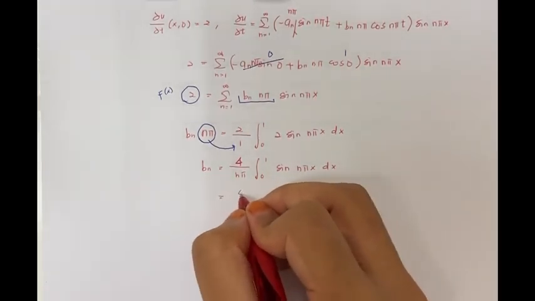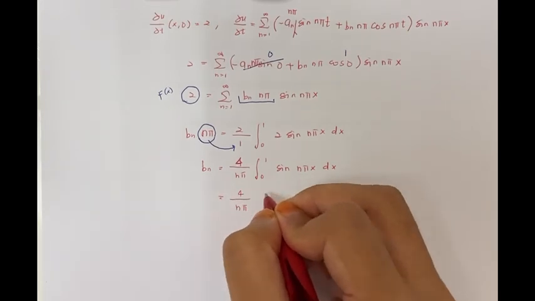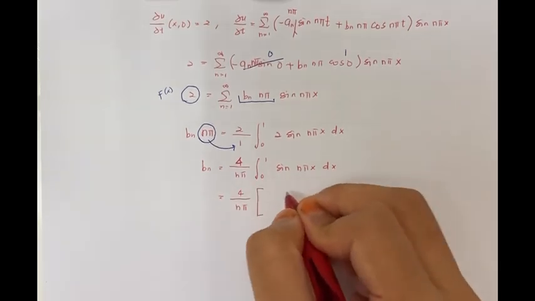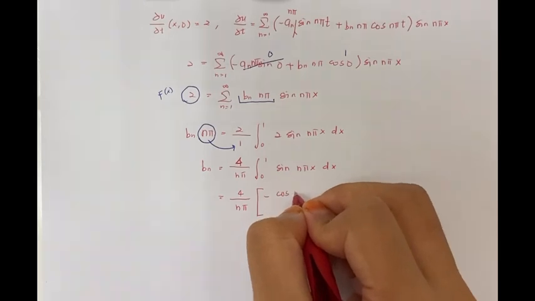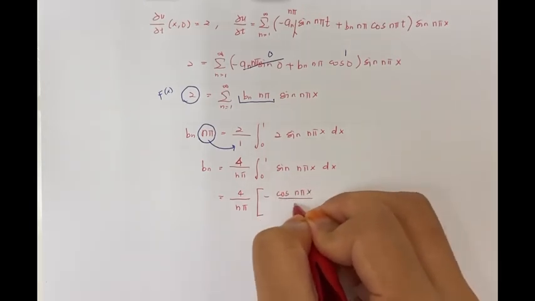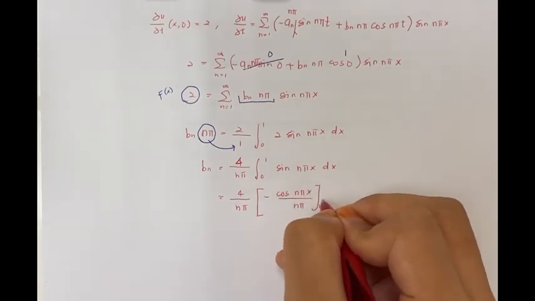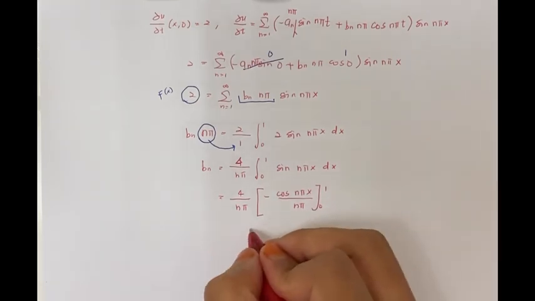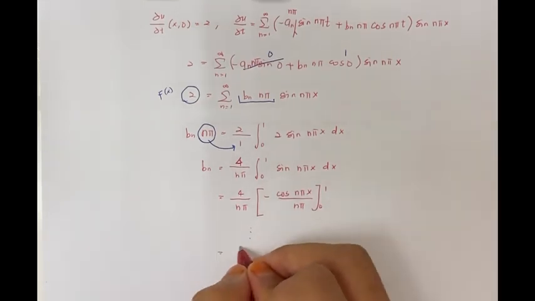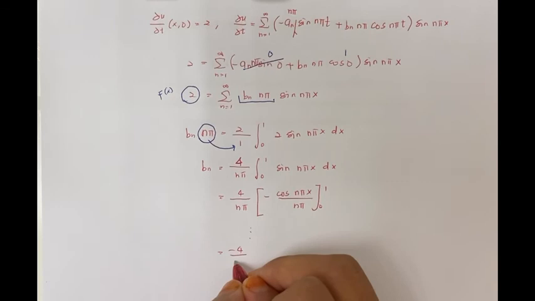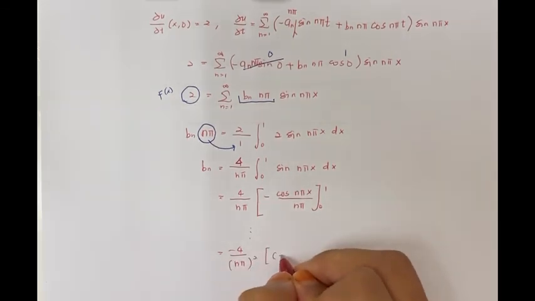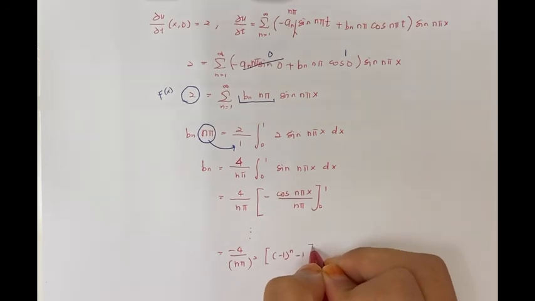Okay, you can continue with the integration. Simple integration here. You have sin n pi x, so you have negative cos n pi x over n pi. Try to substitute the limit. The last answer for b_n is negative 4 over n pi square, negative 1 to the power of n minus 1.